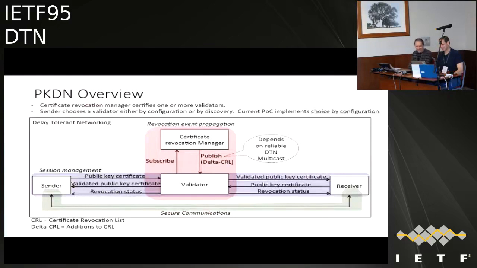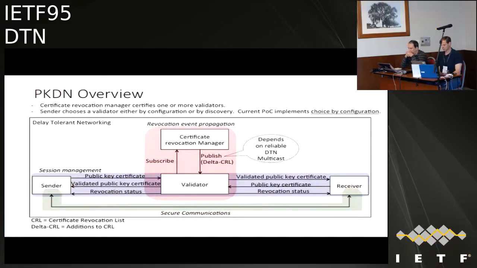Okay, so this is the PKDN overview chart we wanted to share with you. There are 4 entities in the architecture, namely the sender, which initiates a PKDN session with the receiver through a validator. That's the normal session management path that we see in the horizontal side. And this session management is interrupted by a certificate revocation manager, which is in the revocation event propagation path.